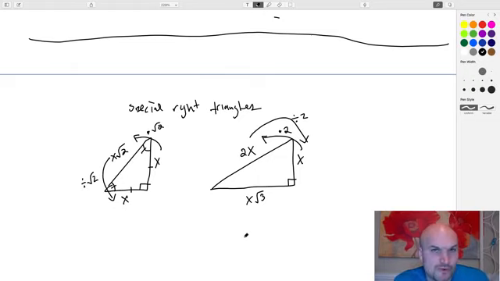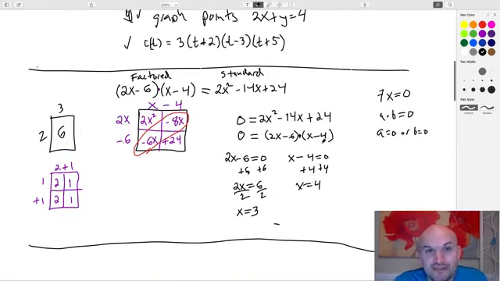So I would just work through a lot of practice problems with that. And again, just remember the right triangles. If you get stuck, try to see if you can use the Pythagorean theorem.